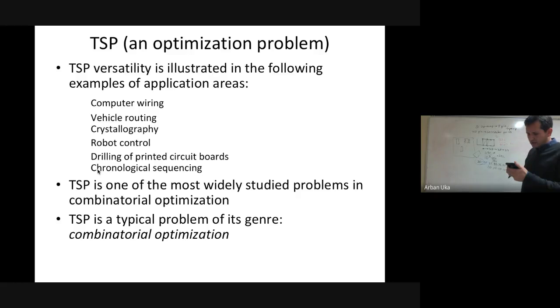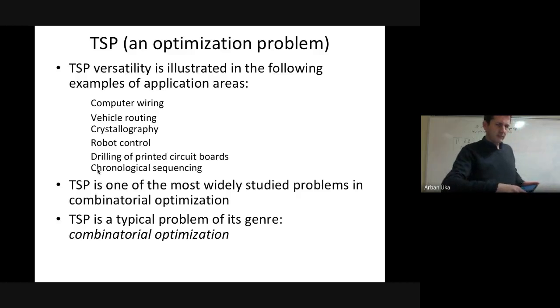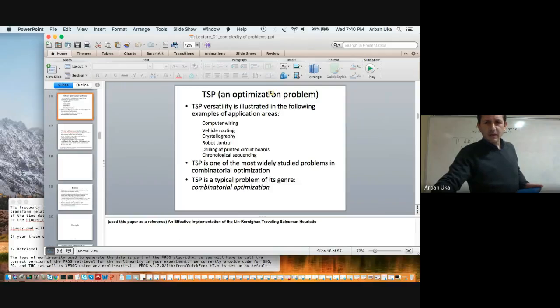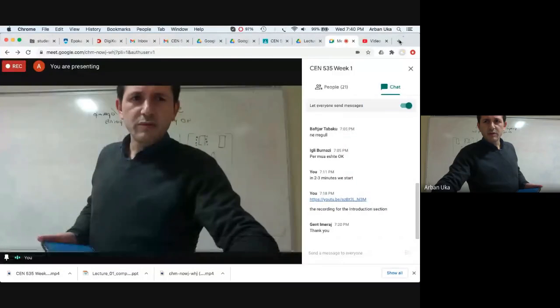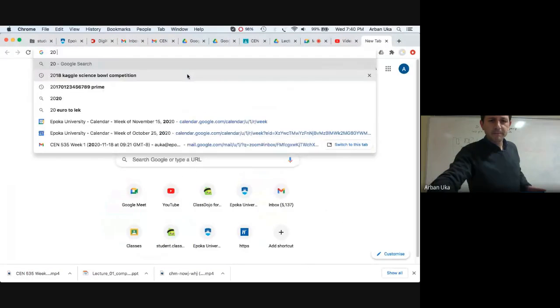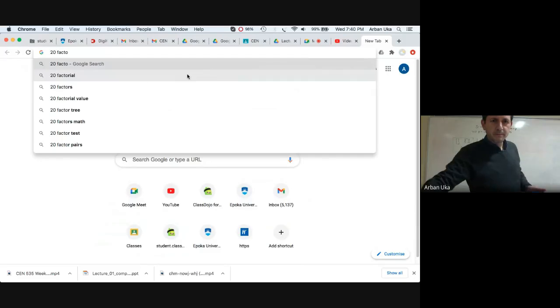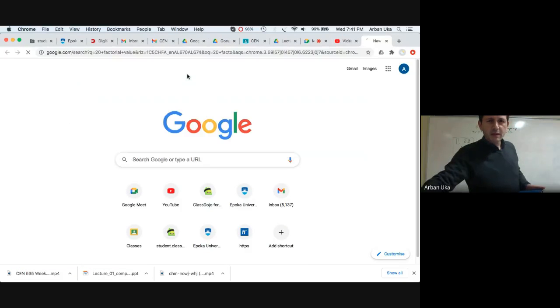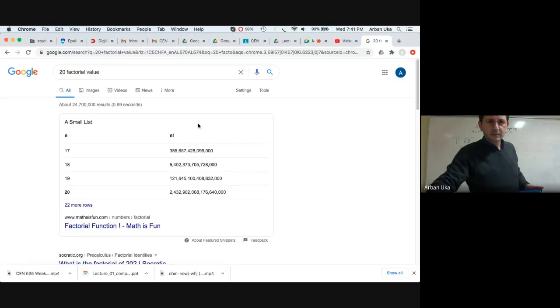Can someone come up with a number? I'm sharing my screen, so let's have a look for a moment. What is 20 factorial? Factorial is a number which looks like this. It is 1, 2, 3, 4, 5, 6. So this is 6 tenths. How many? This is 2 times 10 to the power.